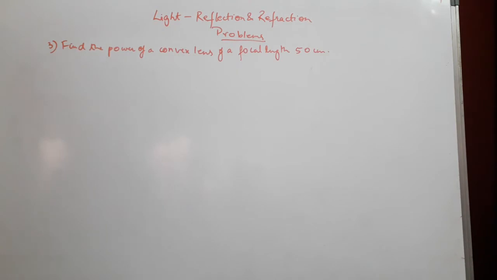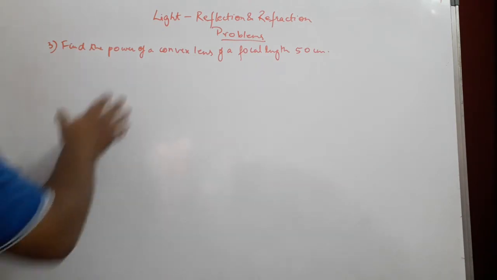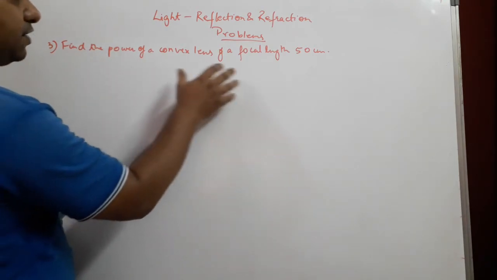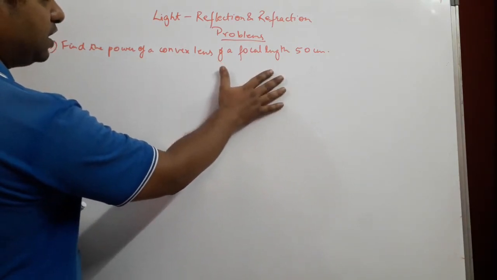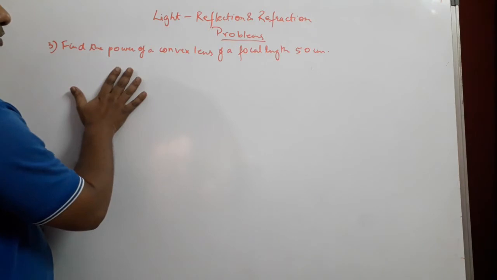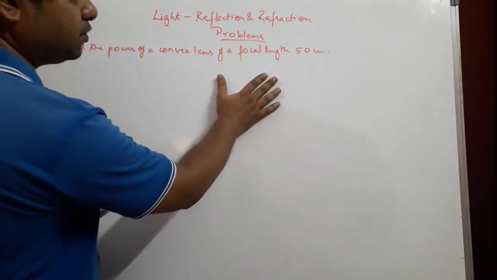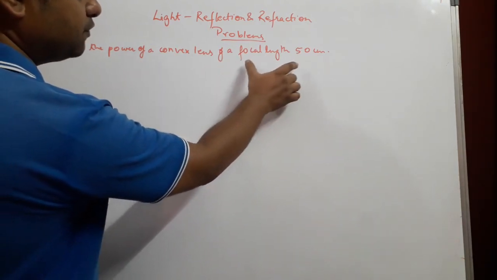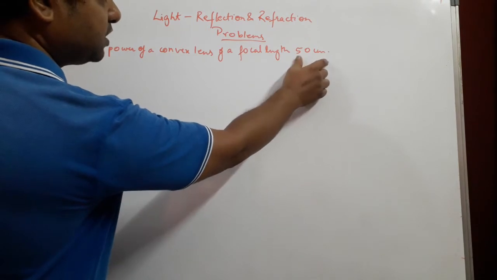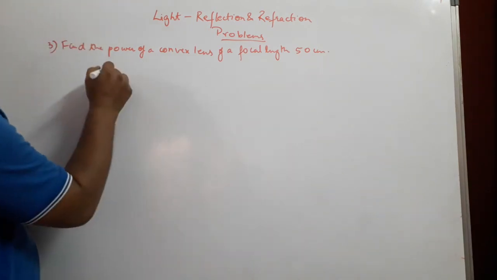Next question, find the power of a convex lens of focal length 50 centimeters. In the previous case the power was given, we had to find the focal length. Here the focal length is given, we need to find the power. However, we need to note one thing down over here. The focal length is not given in meters but it is given in centimeters. So we use a different formula.